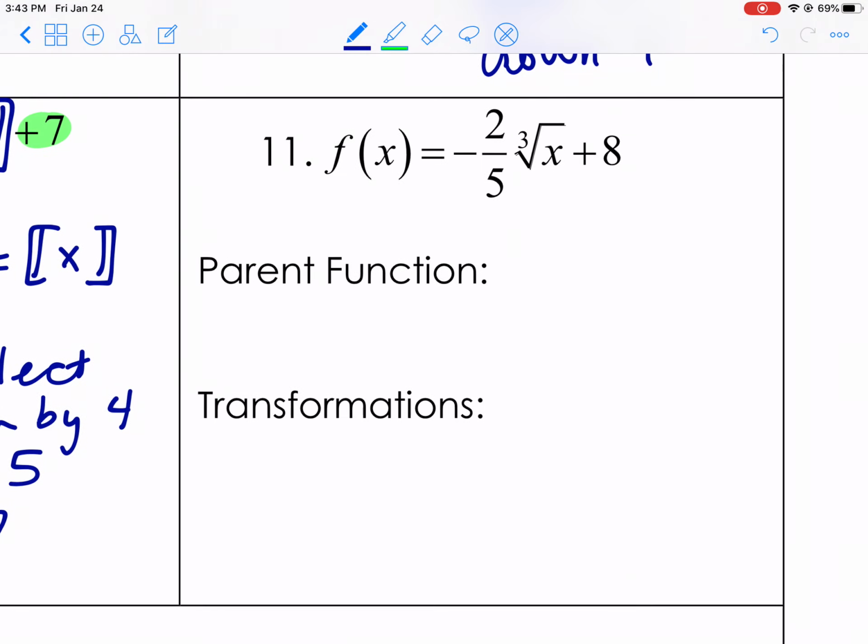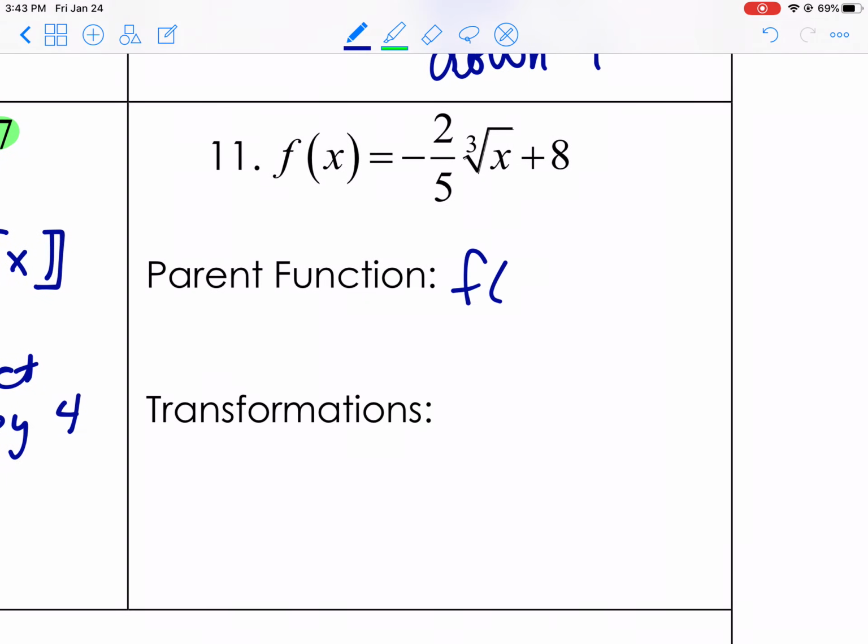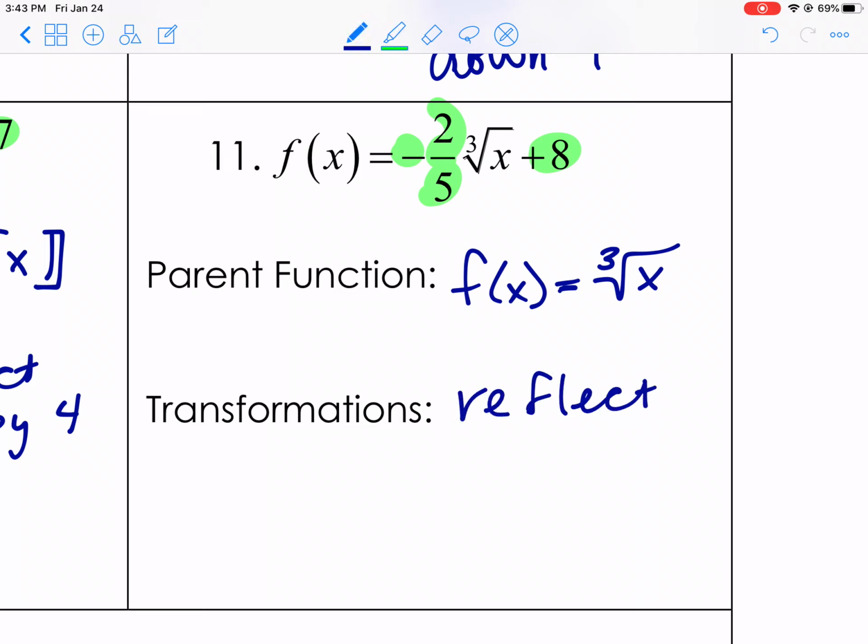Okay, then we have cube root. Okay, so here we need to talk about the negative, the 2/5, and the +8. Negative is reflect about the x-axis. 2/5 is less than 1, so this is compress by 2/5. And the +8 is telling us to go up 8.